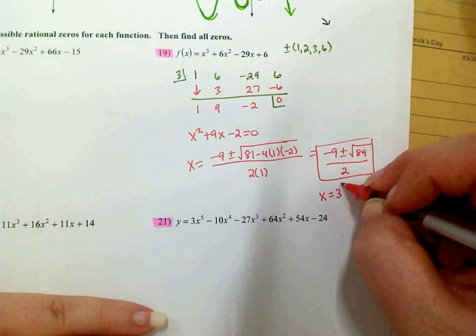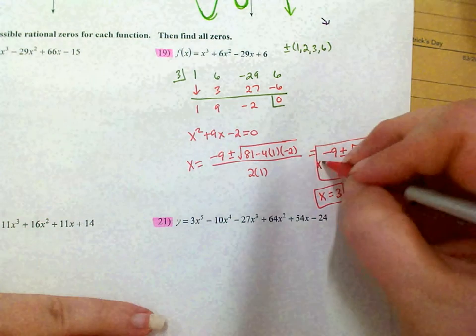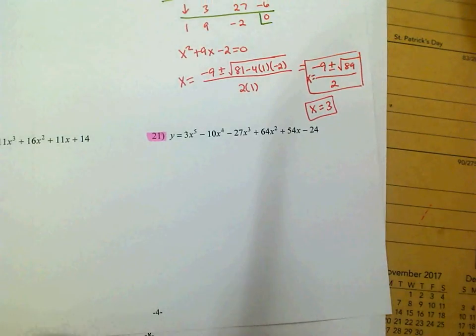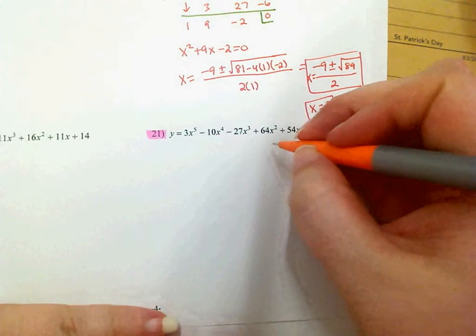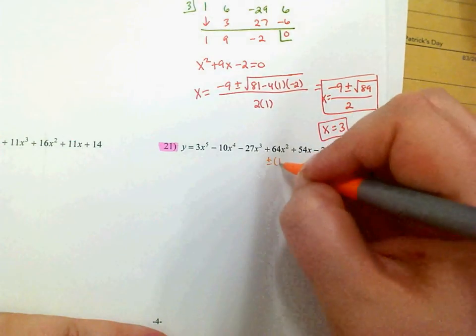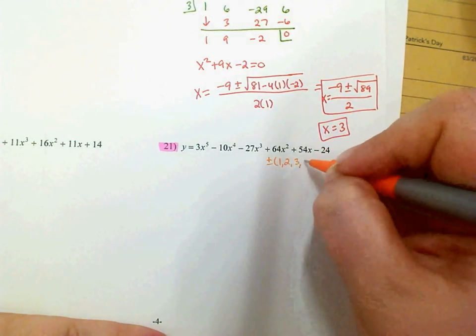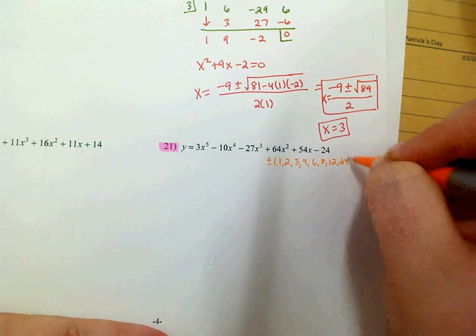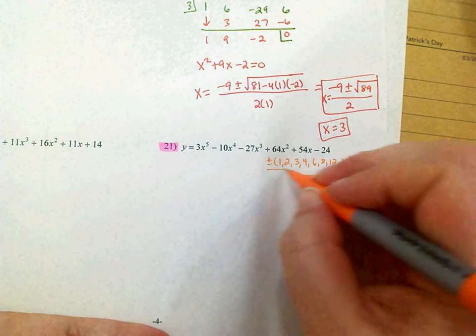Okay. Number 21. I need the factors of the constant 24 divided by the factors of the leading coefficient, which is 3. So those have a lot of factors. Well, a lot of things are going to simplify. So the factors of 24 are 1, 2, 3, 4, 6, 8, 12, and 24, divided by the factors of 3, which are 1 and 3. So let's start listing them out.